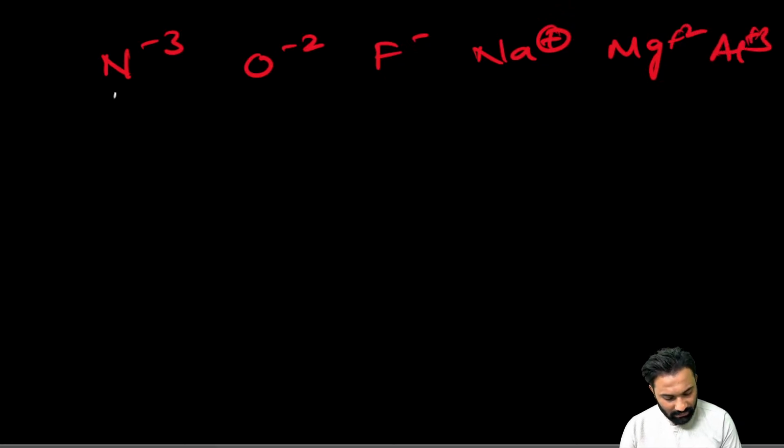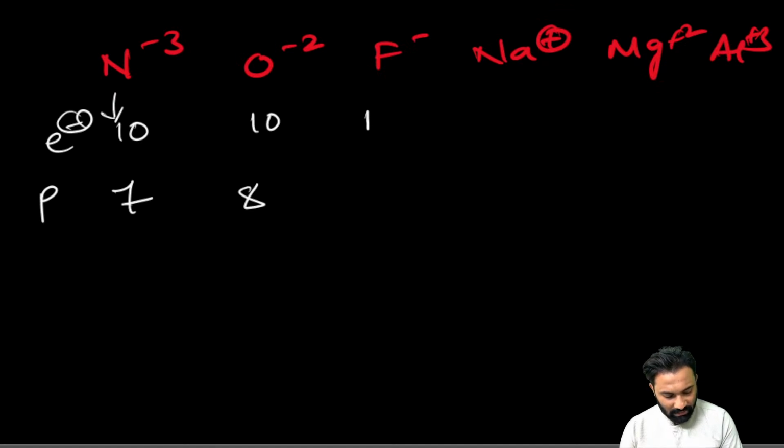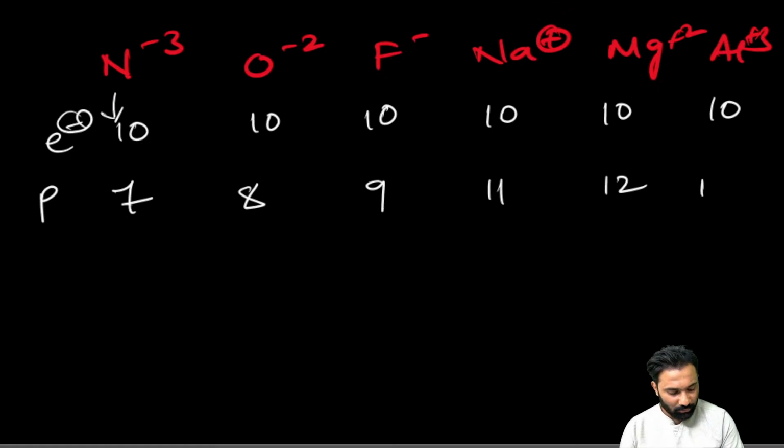Now we see, here this is N minus 3, right? N minus 3 has 10 electrons. Protons are 7, and the electrons are 10. Here the protons are 8, electrons 10. Protons are 9, electrons 10. Protons are 11, electrons 10. Protons are 12, electrons 10. Protons are 13, see, here the electrons are unbalanced.